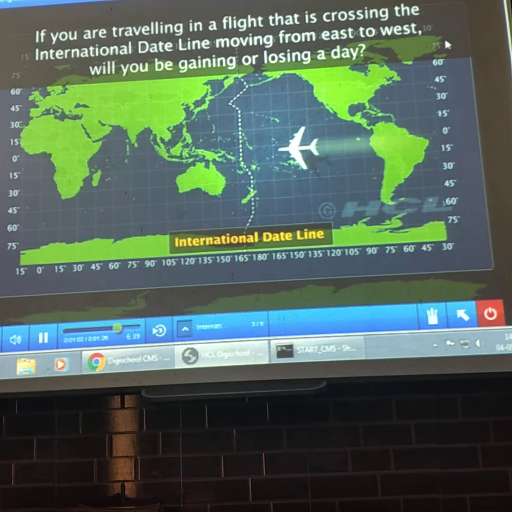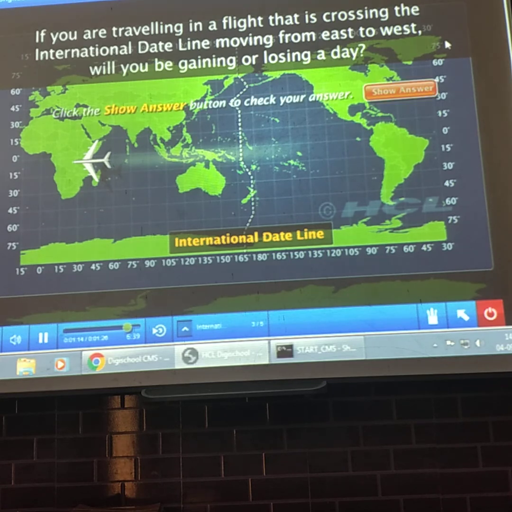If you are traveling in a flight that is crossing the International Date Line, moving from east to west, will you be gaining or losing a day? Click the show answer button to check your answer.